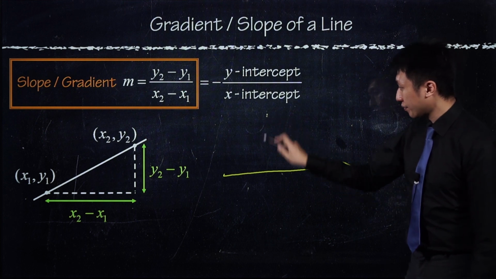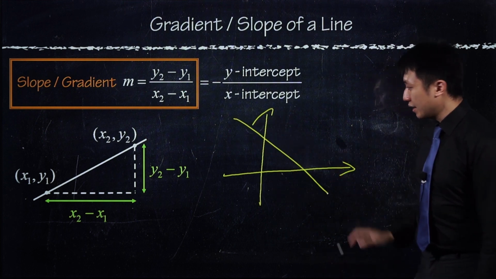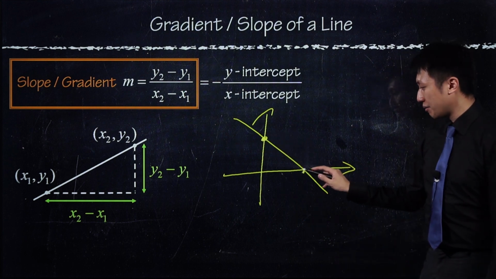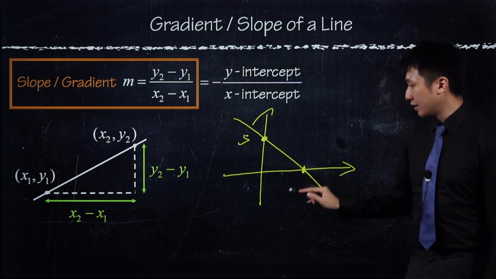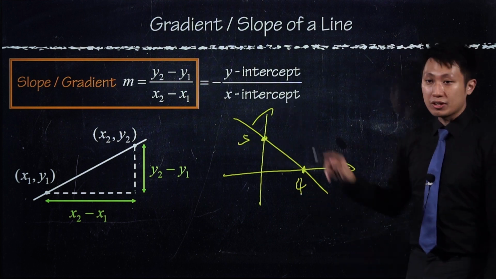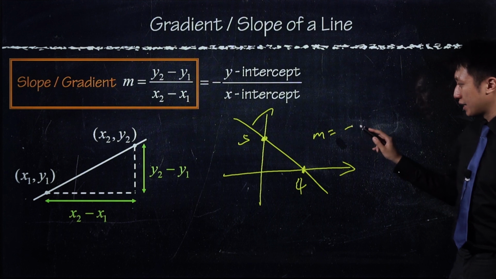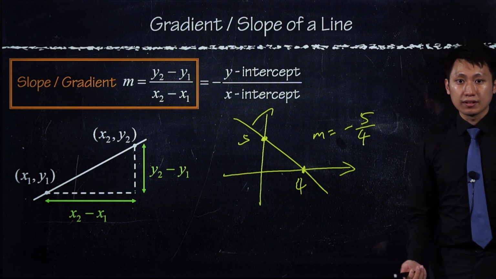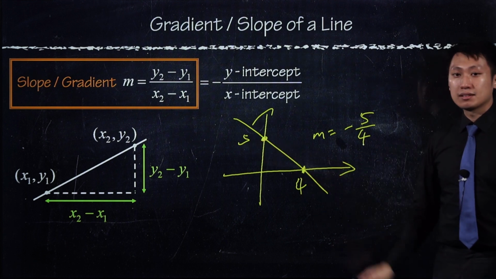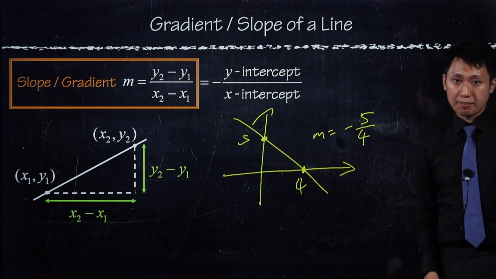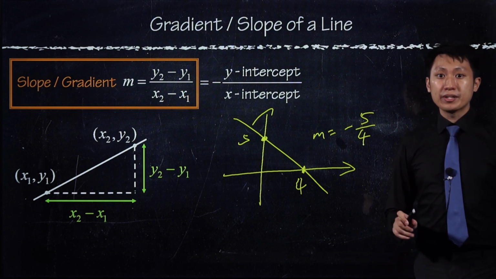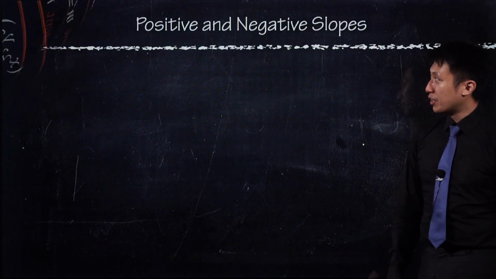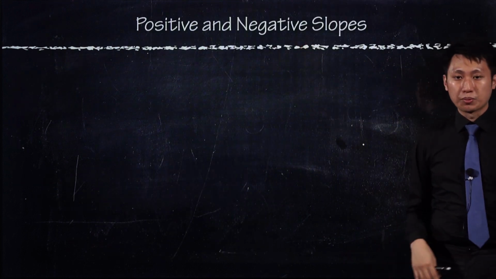And this one is in another way. Let's say you have a straight line here. Then your y-intercept is this point, and x-intercept is here. So let's say this is 5, this is 4, then m will be equal to minus 5 over 4. Very simple, correct? The y-intercept is 5, x-intercept is 4, then you just directly plug in. Depends on what information is given, then you use which one.